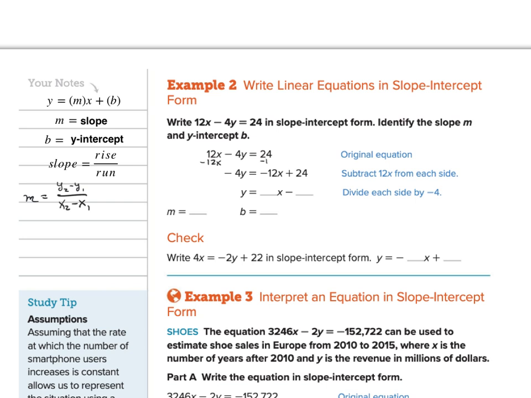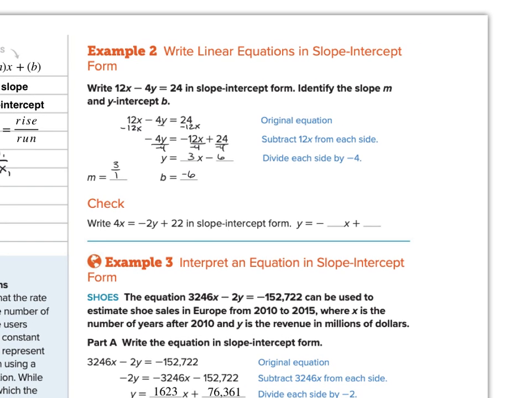So they subtracted 12x from both sides because they want to start to isolate the variable. Now, in order to get y by itself, we're going to divide by 4. And then y is going to be equal to 3x minus 6. Your slope is 3 over 1, and then your y-intercept is negative 6. Okay, so being able to do that, this is a literal equation where I've identified a variable I'm trying to solve for, and then I use my inverse operations to isolate it. That's what we did. We identified y and we isolated it.